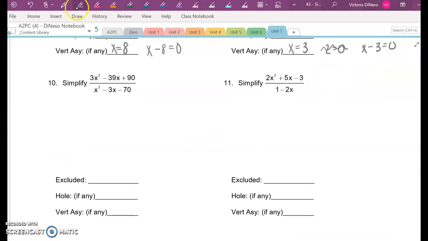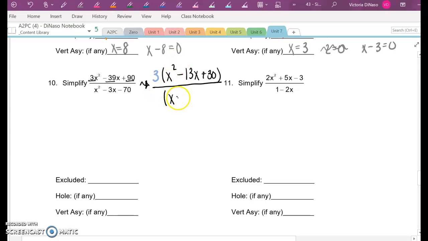In number 10, we're going to go ahead and see that 3, 39, and 90 all have a 3 in common. So I can GCF a 3. What's left over in the parentheses is x squared minus 13x plus 30. And the denominator can just be factored. So we have x minus 10 times x plus 7.